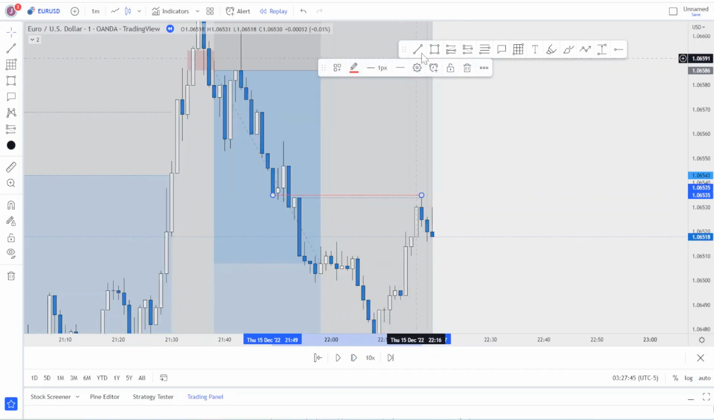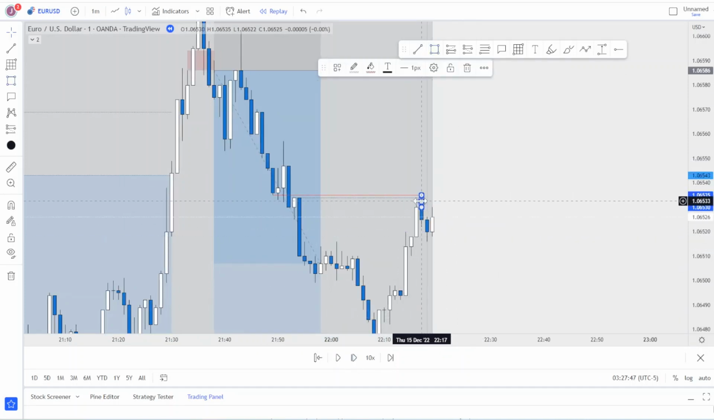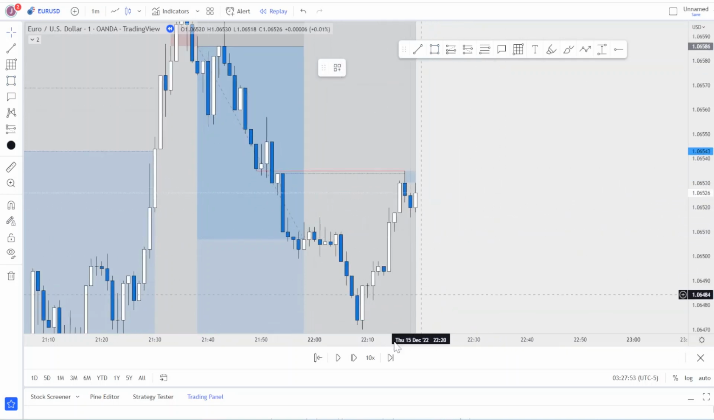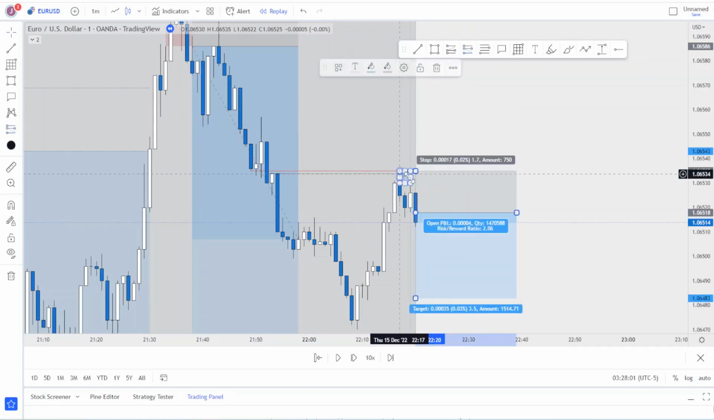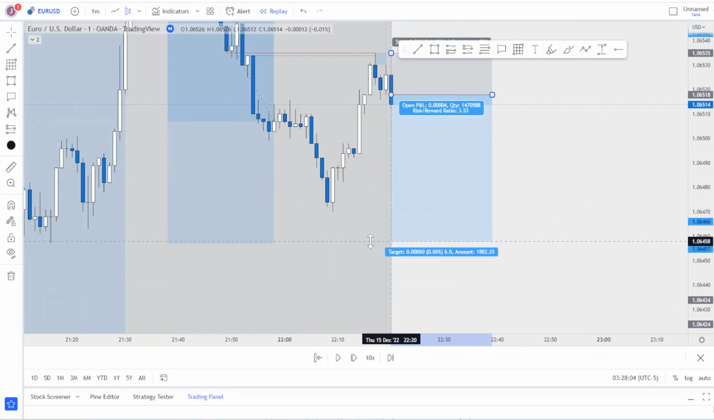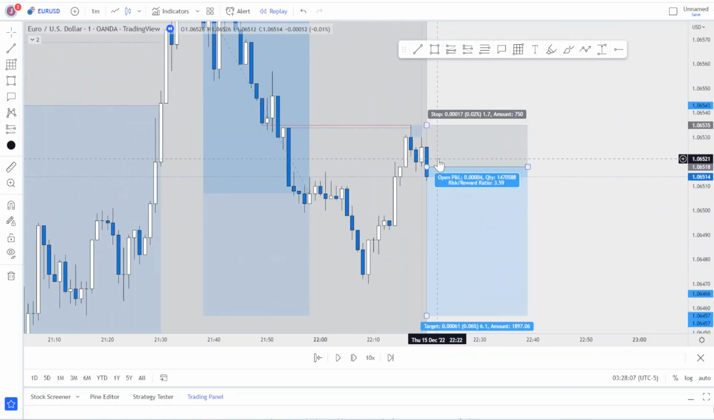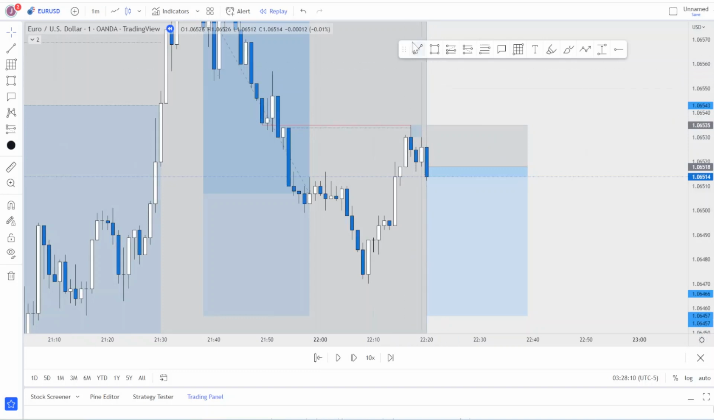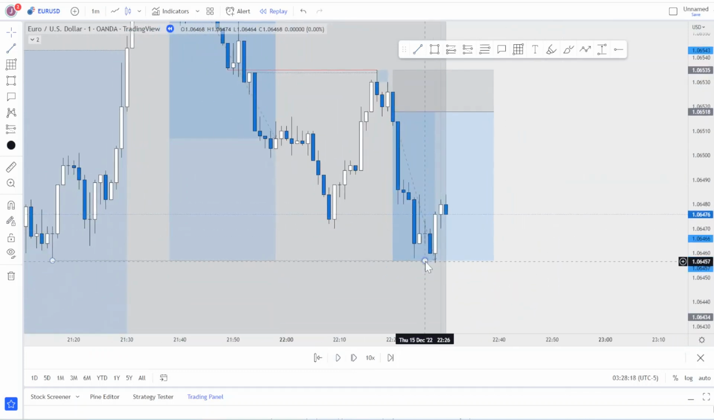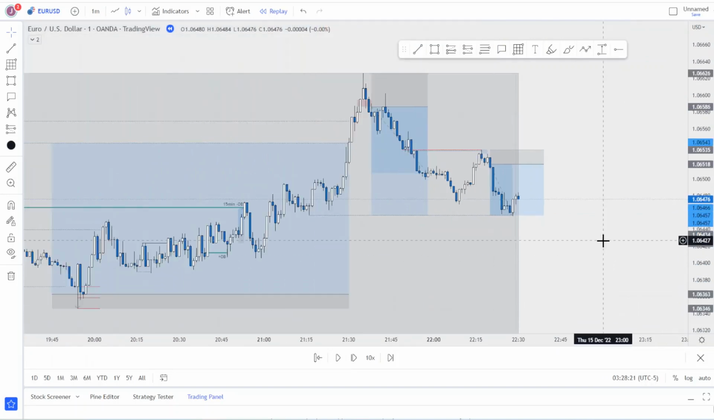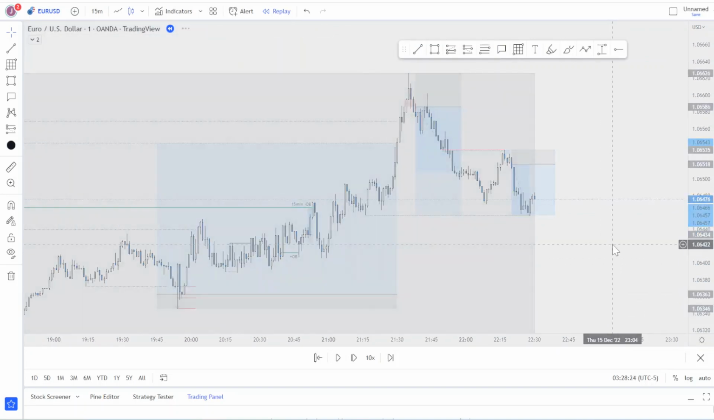Then what I saw was we had a mitigation of the wick that took out the liquidity and closed the fair value gap. Once I saw that and I saw price start to drop, I simply entered about here. Stop loss went above the high, and then take profit was again this 5 minute low, and then price just dropped and ran nicely to it. So that was all the trades I did for the week on the Asian session.